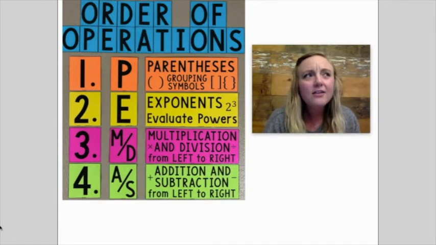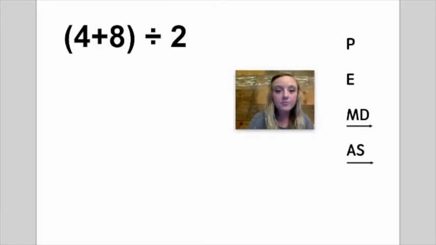Now, just looking at these rules by themselves might not make a whole lot of sense. It's better if I show you through an example. So let's look at one on the next slide. Here we have an expression, 4 plus 8 divided by 2. If I look right here at my order of operations, the very first thing is parentheses, or any grouping symbols like brackets. But since parentheses are first, I am going to add 4 plus 8.